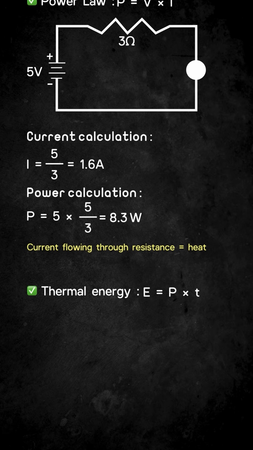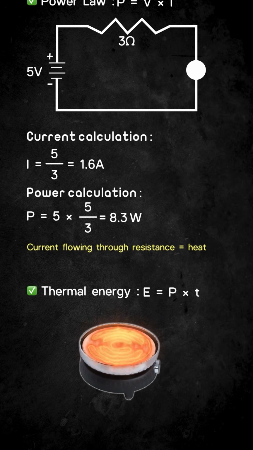And the higher the resistance value here, the more heat is produced. This is the principle behind manufacturing heating devices. We pass a high current through a very high resistance and we get tremendous heat.